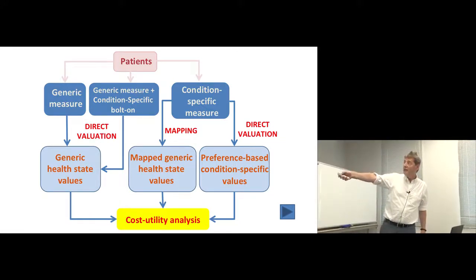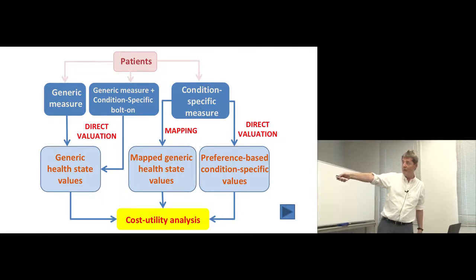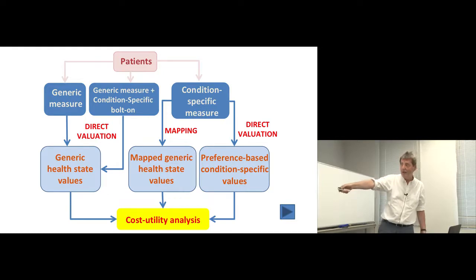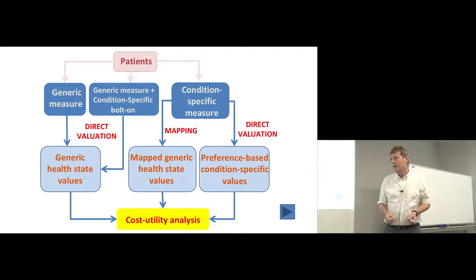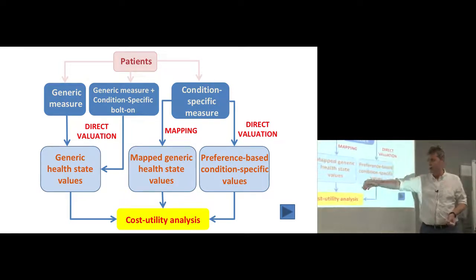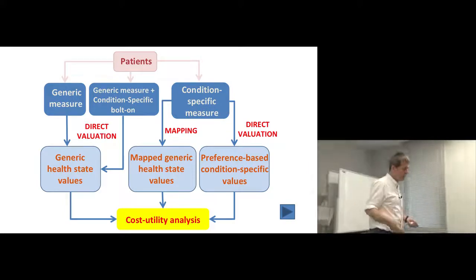The alternative is condition-specific measures. And if we're going to start with condition-specific measures, we have two options. We can map them to some generic health state, so map them, for example, to an EQ5D. Or we can directly value the condition-specific measures using such approaches as time trade-off, and we end up with our preference-based condition-specific values. And so we're going to have our condition-specific QALYs rather than our generic QALYs. And then these are the numbers, these are the measures of health outcome that feed into our cost-utility analysis or our economic evaluation.